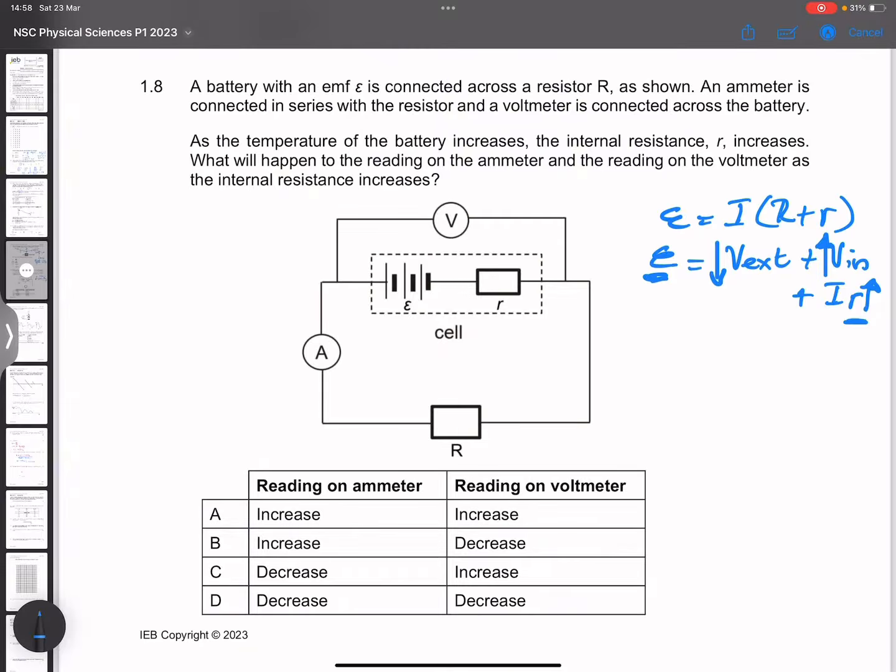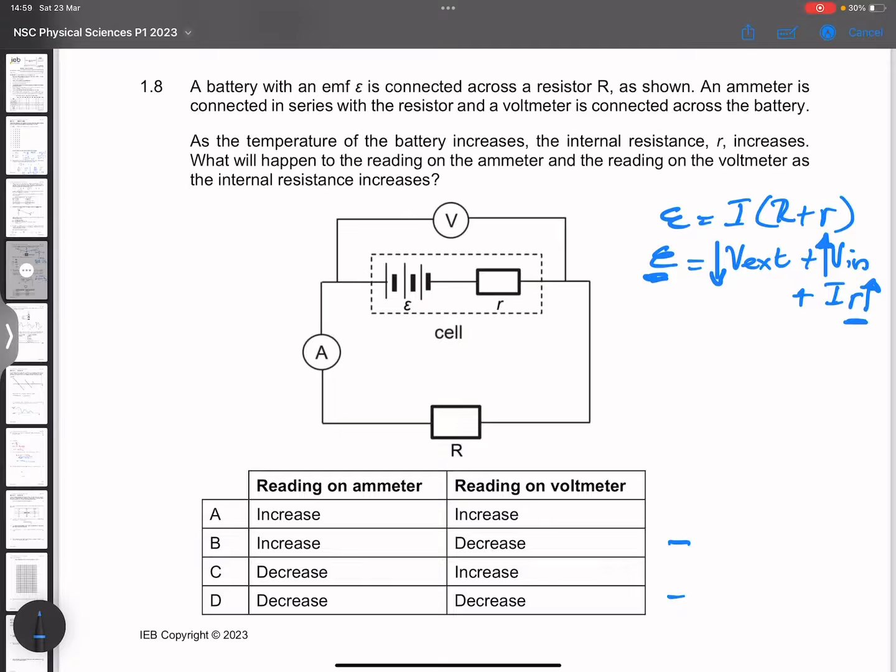So definitely we are looking at a decreasing external voltage, which is V, right? So it's between those two answers. But now they're asking us about the reading of the ammeter. So the total resistance increases, so definitely our current has to decrease.